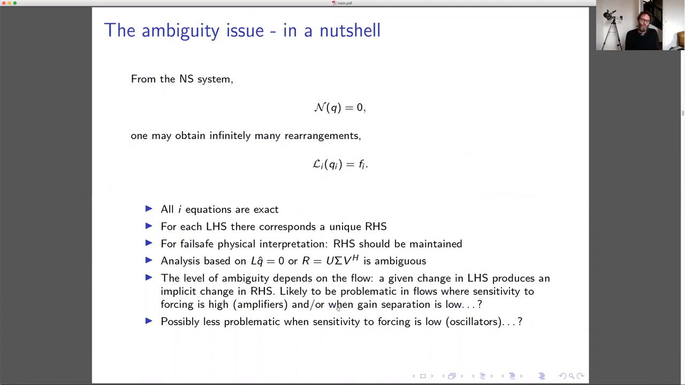This slide just wraps all of that up. It's a discussion of what all of that means. In summary, we're taking the Navier-Stokes system, and the point here is that you can obtain infinite arrangements of that system into a linear left-hand side and a nonlinear right-hand side, as we've seen from aeroacoustic analysis. All of those equations are exact. That means, of course, that for each left-hand side, there's a unique right-hand side. And it means that if you do something to the left-hand side and change it somehow, even if you're ignoring the right-hand side, you've implicitly changed the right-hand side. The implication, of course, is that if you want a fail-safe physical interpretation, the right-hand side needs to be maintained.